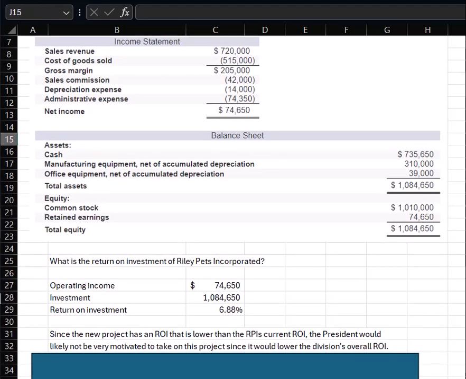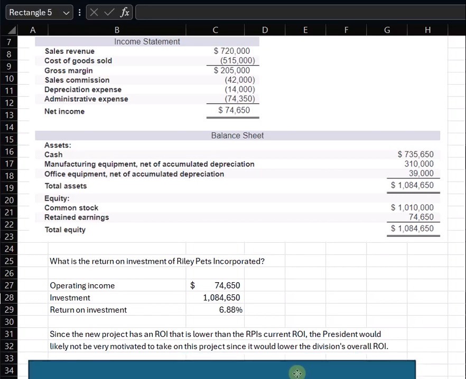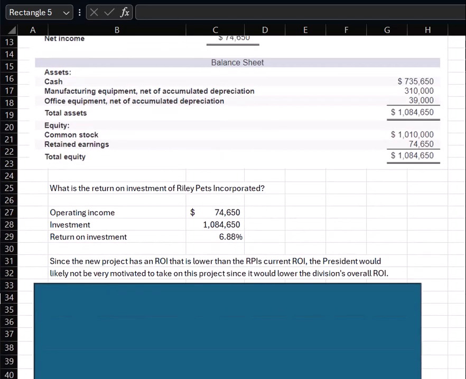That's one of the problems with using return on investment. Even though there's a positive return and it's higher than what the corporation wants, it would dilute his division's overall return. So he's probably not very motivated to take on this project. It'll lower his division's overall return on investment.